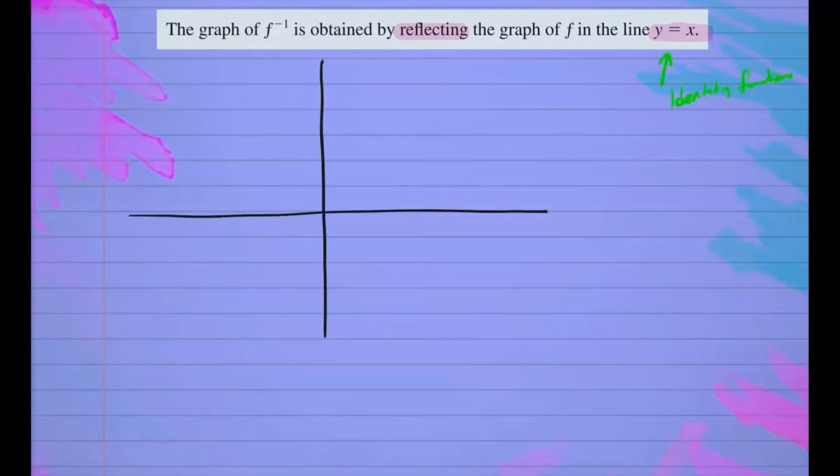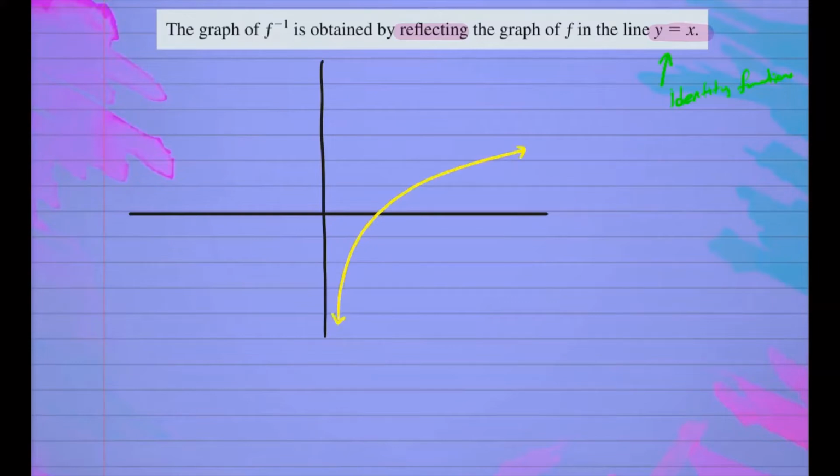So here's our xy plane. Let's take a look at this graph right here. You're probably exposed to this graph by now. This is the graph of, let's call it f of x equals ln of x. Now, if I want to graph the inverse function, I simply draw the line y equals x first. And then I take this graph and reflect it about this line y equals x. And that will be my inverse function.